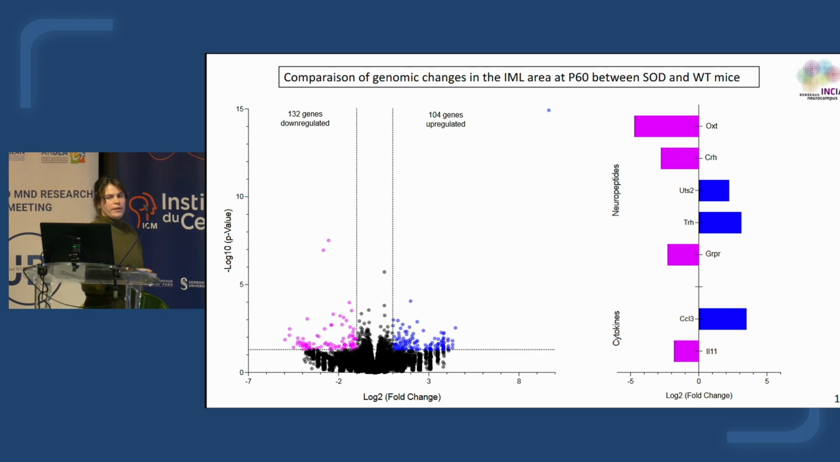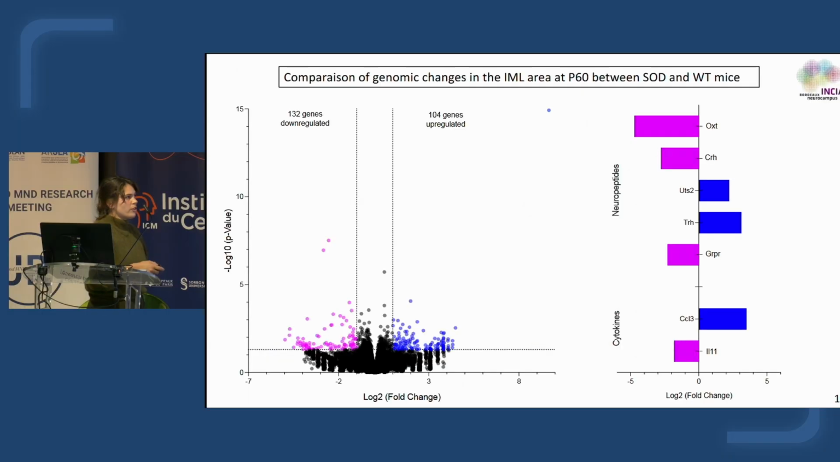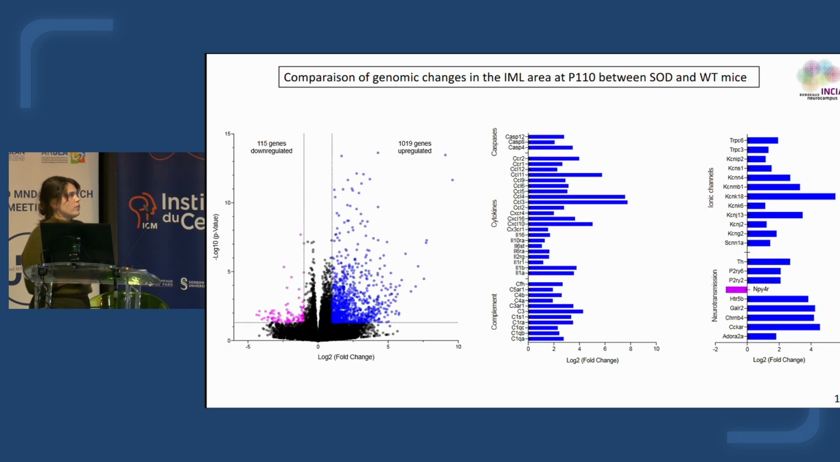So if we compare the SOD mice and the wild-type mice at the early stage, here we can see that there is already dysregulation, even if in the lumbar part of the spinal cord the motor neurons have not yet degenerated. So we can see that there are some 100 genes downregulated and 100 upregulated, and these genes are encoding for immune systems.